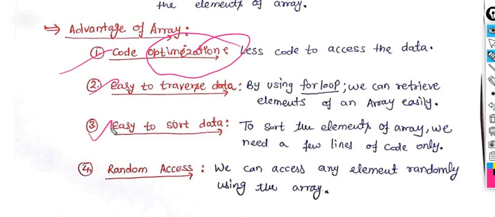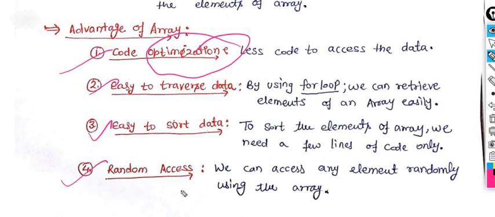Next specialty of the array is that it is easy to sort the data. If you have a number of elements in the array, then it's easy to sort all the elements, because all the data is available in a sequence, so you can do comparison one after another. Each and every element can be compared easily, right? So it makes our task easy to sort the data elements.